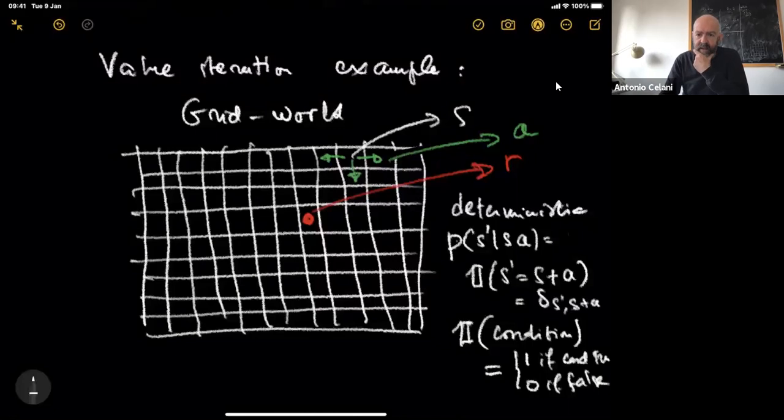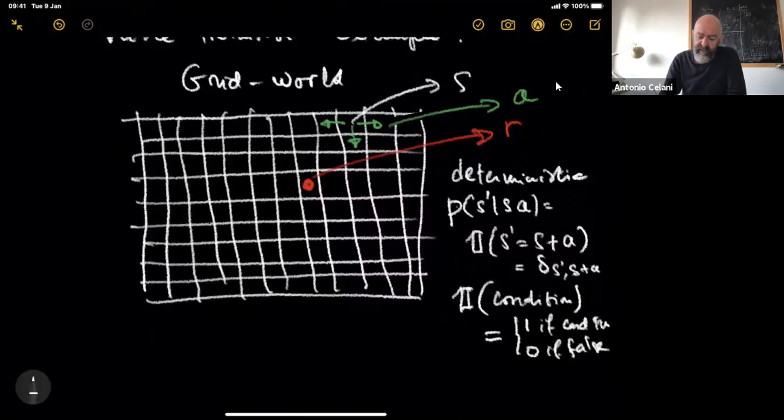I tend not to use delta because, as we will discover in the following, delta has one particular interpretation in reinforcement learning, which is the temporal difference error. So in order not to mix up notations, I tend to use this notation for one. So what does it mean? Determinism is just that if I take the action of going east, I will go east by one step. And if I want to go south, I will go south. So there are no errors in the implementation of the actions. There are no execution errors. There's no stochasticity in this part. Okay.